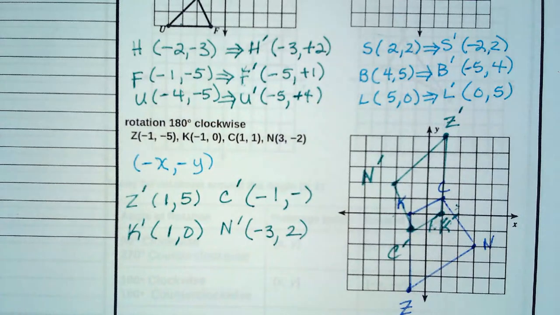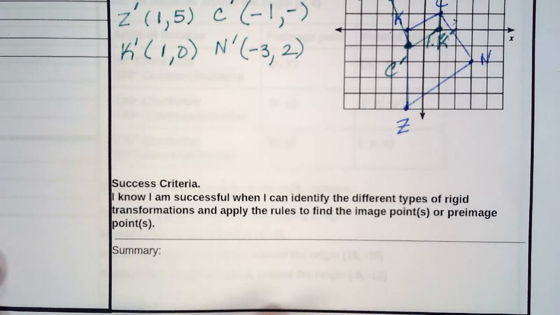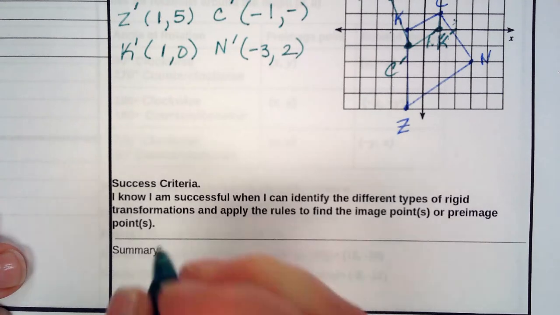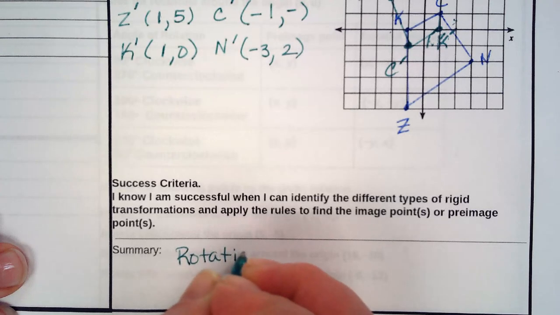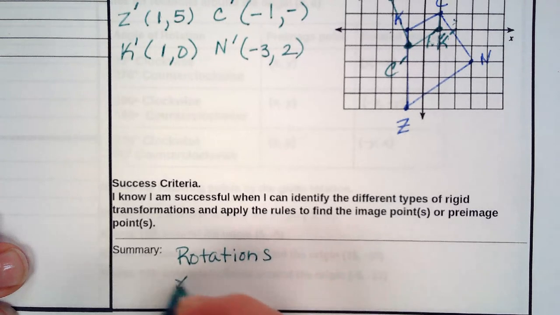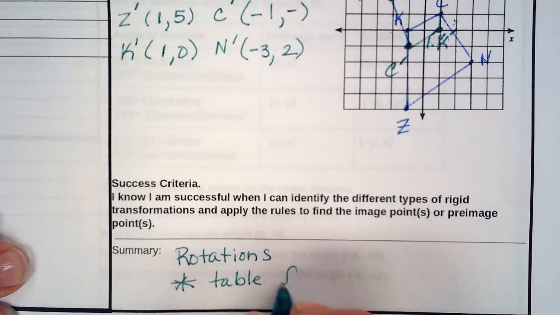And there you go. So apply those rules to find the new points. How do you know you're successful? You know you're successful when you can identify the different types of rigid transformations and apply the rules to find the image points or the pre-image points. Rotations. Remember, there's that table for your rules.